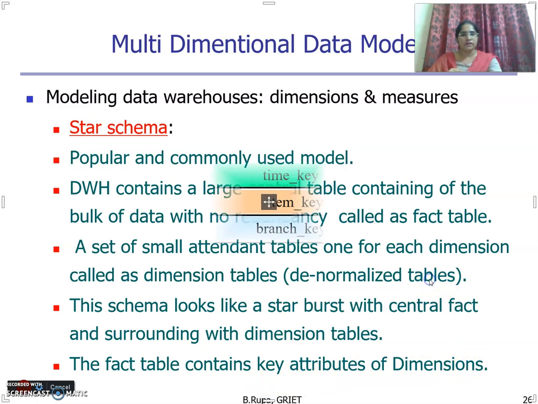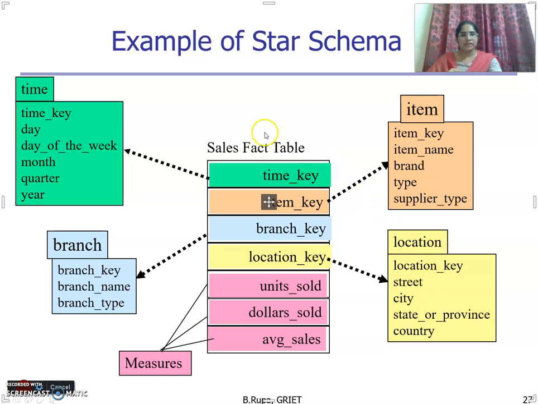Let us go through an example. Within the AllElectronics company, we have dimension tables: item table, location table, branch, and one more, time, and the fact table is the sales fact table. This fact table contains the keys of all the dimension tables along with the measures. Here, these are the measures: units sold, dollars sold, and average sales. Each dimension table contains a unique key, and that key has to be available in the fact table. With this key only, all the dimension tables are connected with the fact table.